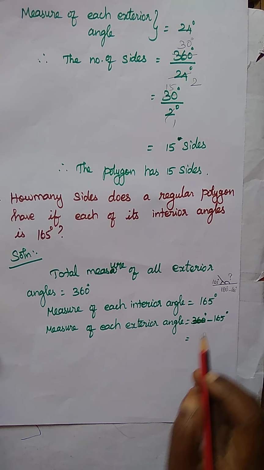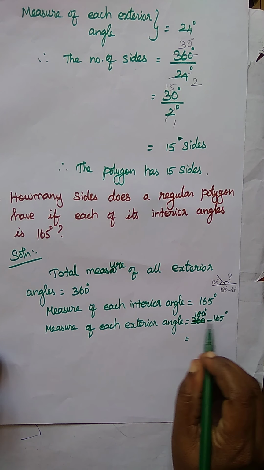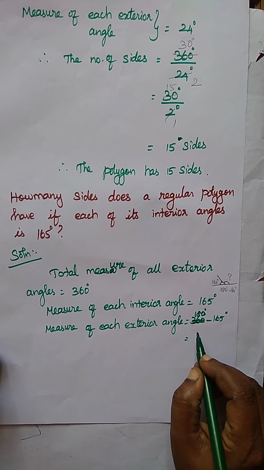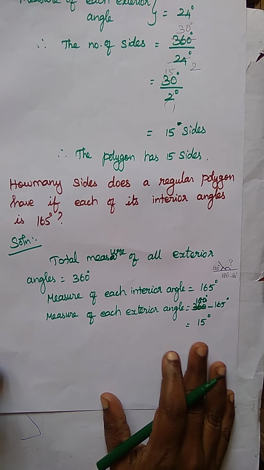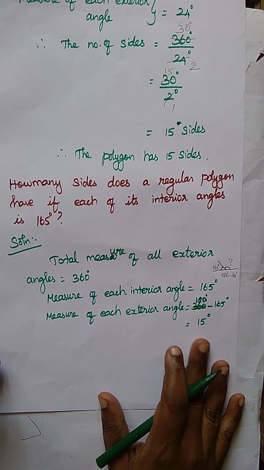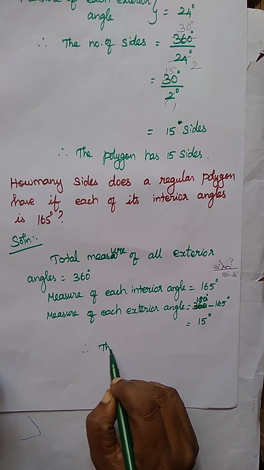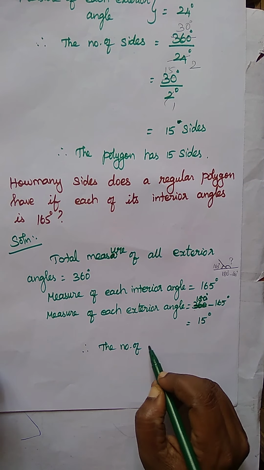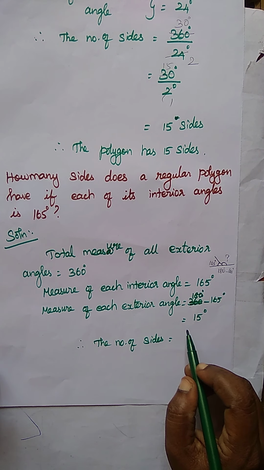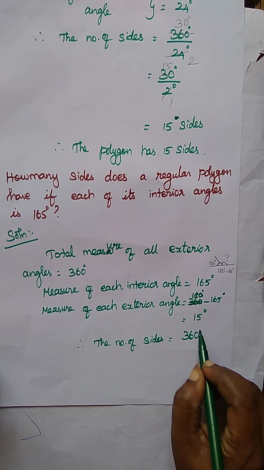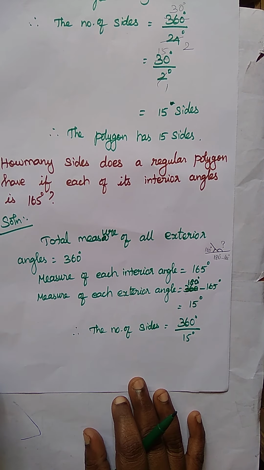So this is not 360. Here we write 180 degree. Okay, 180 minus 165 is 15 degree. So measure of each exterior angle is 15 degree. Now we are going to find the number of sides. Therefore, the number of sides is equal to the total angle, 360 degree, divided by 15 degree. Okay, 360 degree divided by 15.